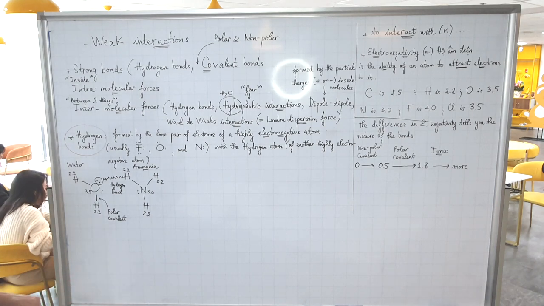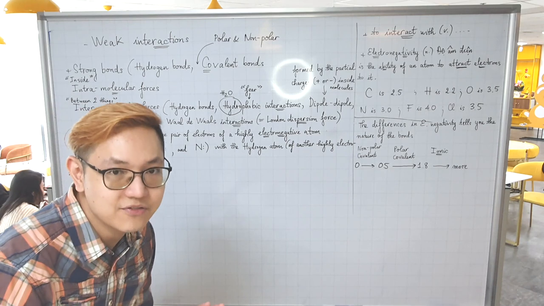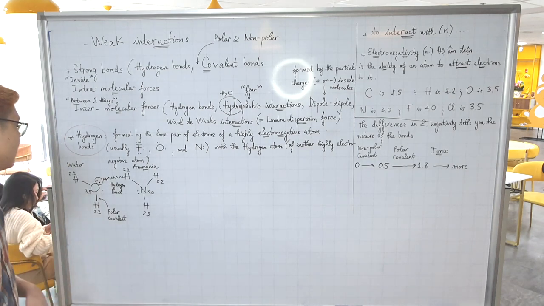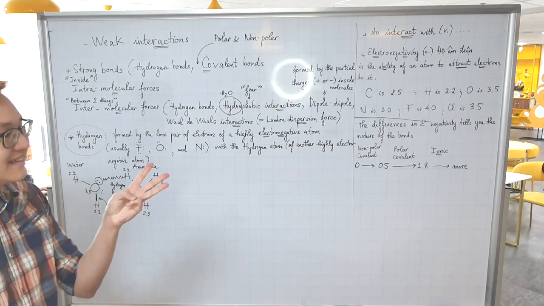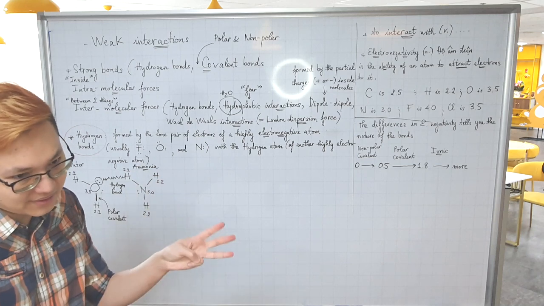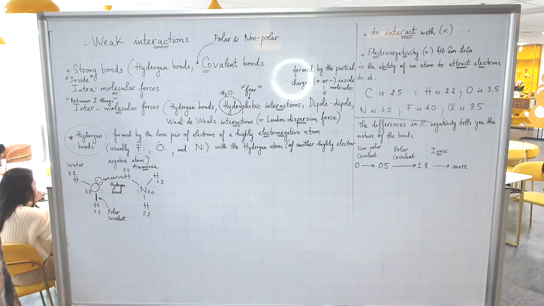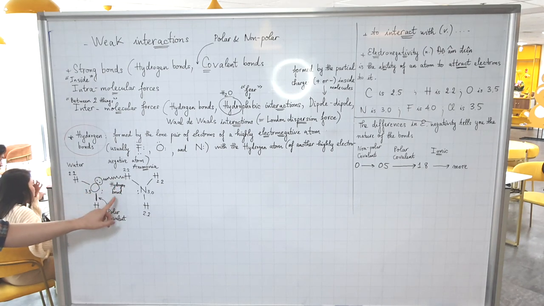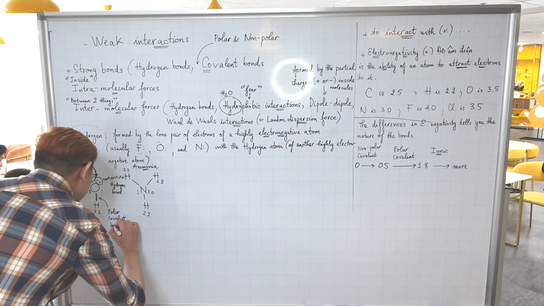You understand that? Hydrogen bonds are formed between two different molecules. But polar covalent, non-polar covalent or ionic bonds are formed in the same molecule, so intramolecular. Inside the same molecule is intra, between is inter. Even though they are 3.5 and 2.2, this is a hydrogen bond and this is called a covalent bond. Okay?